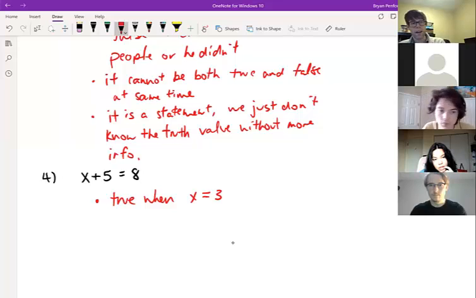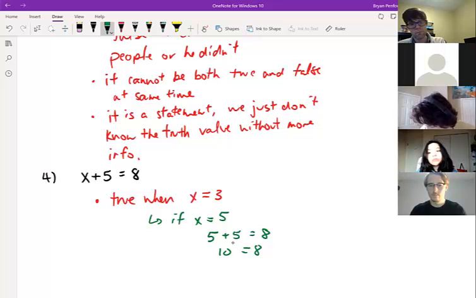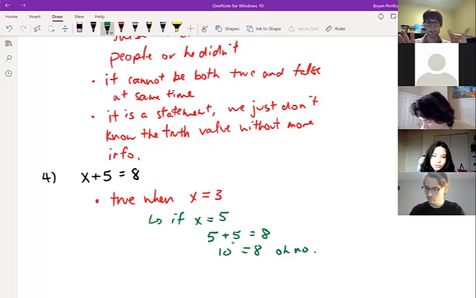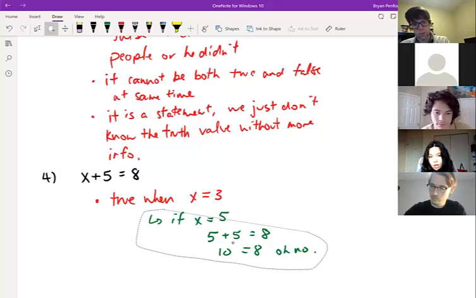So for example, what if X was equal to 5? Well, that's not right. 10 isn't equal to 8, right? Do you see that? So if X is not 3, you run into this problem where you have an equal sign and you get numbers that don't match on either side of the equal sign. So it's not a truthful statement anymore. So it's true when X is equal to 3, but this sentence is false when X is not equal to 3.